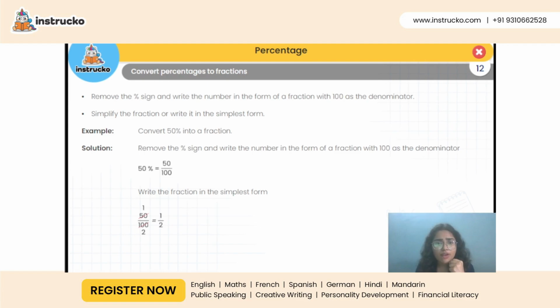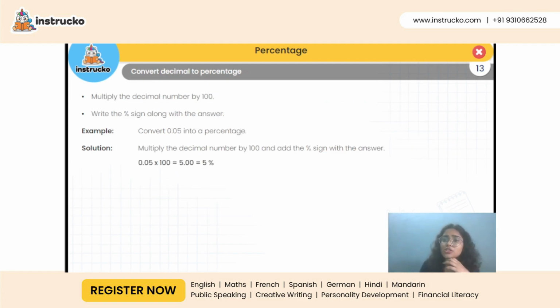Up next we have how to convert decimals to percentages. Now how do we do decimals? Do we know what decimals are? Any number which has a decimal point in between. I hope you know what decimals are. This topic talks about how to convert decimals to percentages.